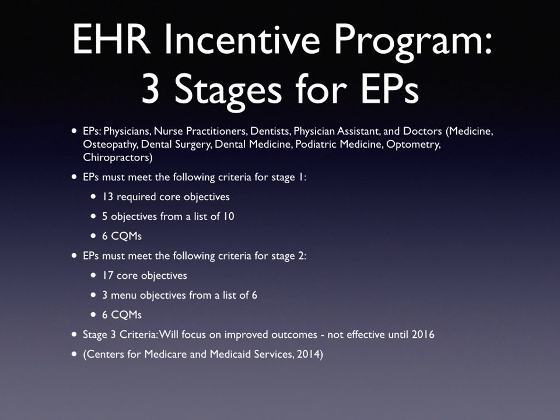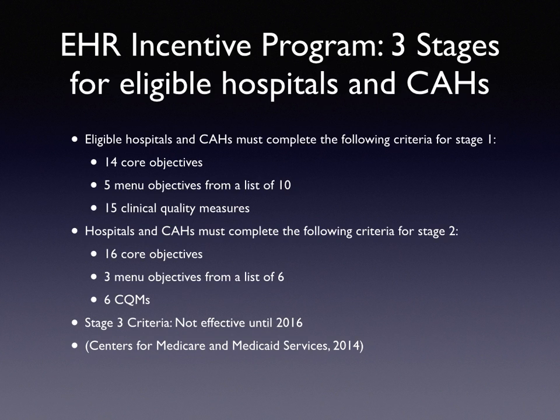And so eligible providers for stage one have to meet a decent amount of criteria. So they have to meet 13 required core objectives, 5 objectives from a list of 10, and 6 clinical quality measures. Now I know right now you're thinking, okay, what does that mean? I will go into detail right now. I just want to give a brief overview of what they must do. And then for stage two, it bumps up to 17 core objectives, 3 menu objectives from a list of 6, and 6 clinical quality measures. And for stage three, it's actually not in effect. It becomes effective in 2016, but it focuses on improved outcomes.